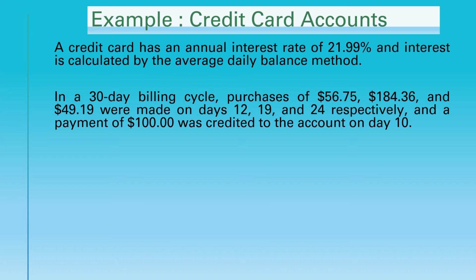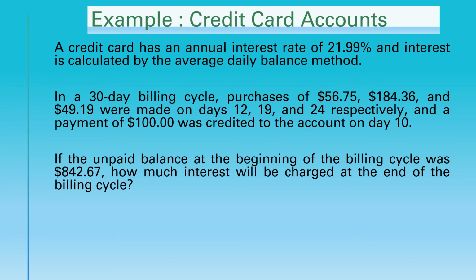So on the 12th day, a purchase of $56.75 was made. On the 19th day, $184.36 was purchased. On the 24th day, they purchased $49.19. And a payment of $100 was credited to the account on day 10. So there are a few purchases, and also some amount was credited to the account.